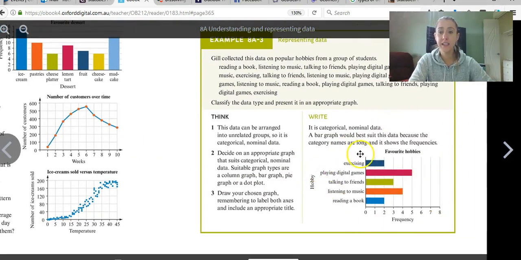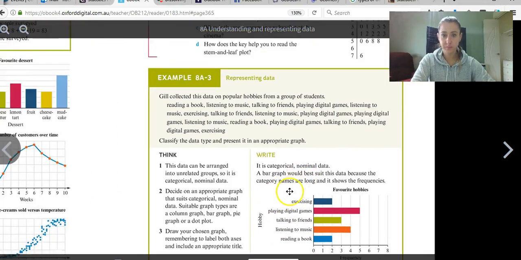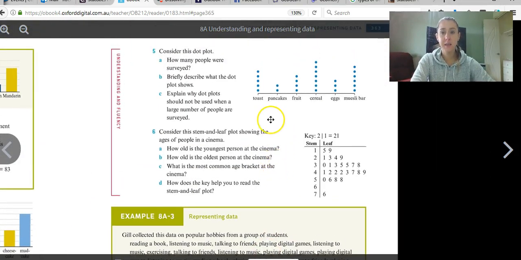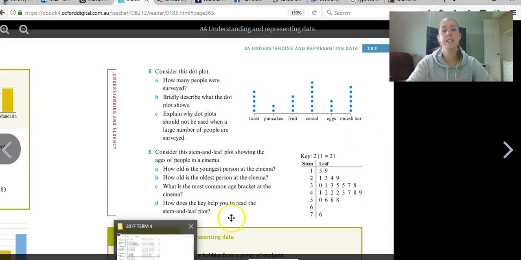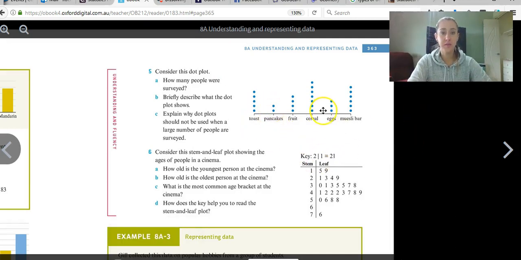All right, so right here, this is a bar graph. And again, it's just plotting different hobbies against their frequency. We've got a stem and leaf plot and a dot plot. For the dot plot, one person is represented by each dot, and you simply place it on which they have elected. I'm not actually sure if it's their favourite breakfast. Again, you're not going to use a dot plot if you've got lots of data because you're just going to have too many dots.